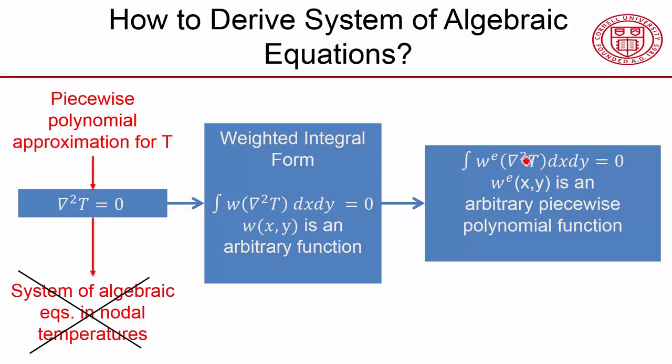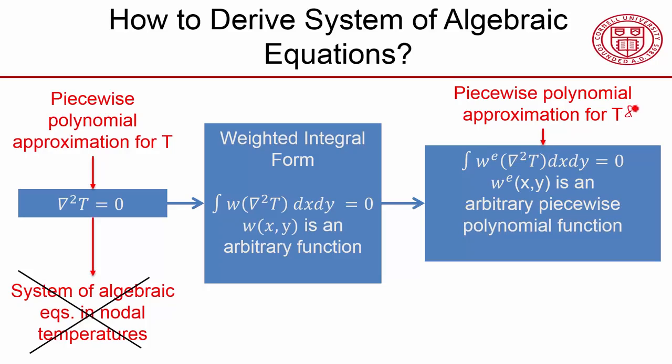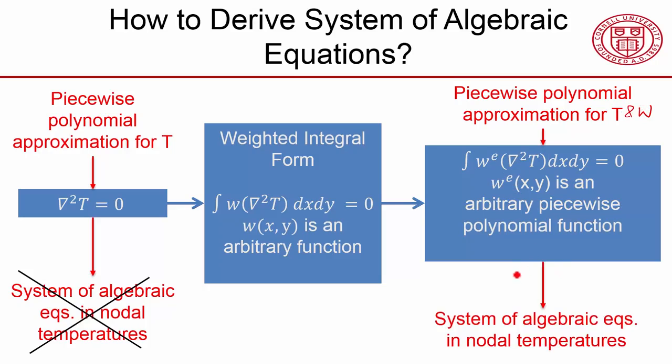So what we'll do is satisfy it for a weighting function for which we pick a shape. So we pick a shape for T, element by element. We pick a shape for w, and then integrate over the domain. And then if we plug in the piecewise polynomial approximation for T and for w, out will pop the system of algebraic equations in nodal temperatures.